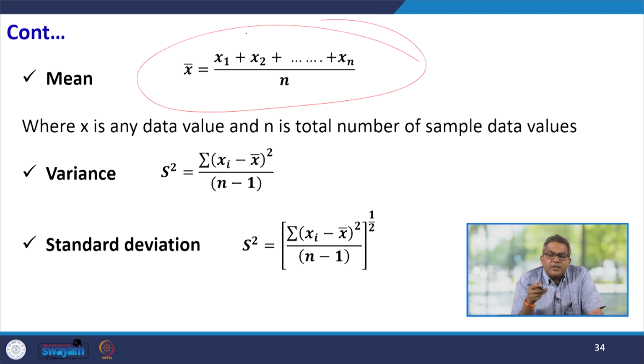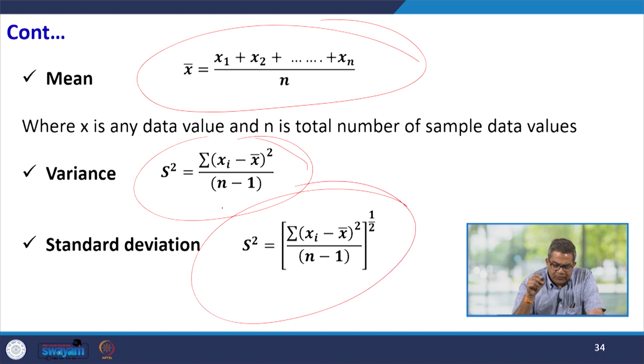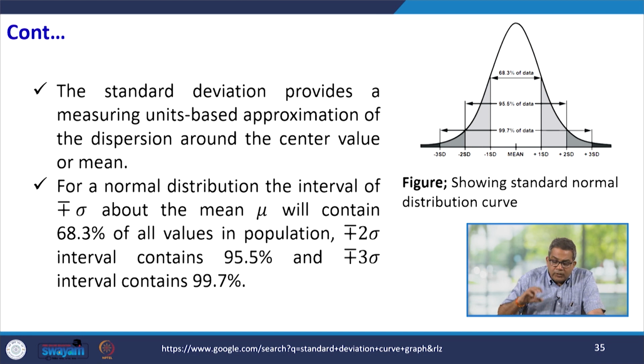Bar x is equal to x1 plus x2 plus x3 and so on up to xn over n, where x is any data value and n is the total number of sample data values. And variance can be given as S2 is summation of xi minus bar x whole square over n minus 1, and standard deviation can be represented as summation xi minus bar x whole to the power 2 over n minus 1 to the power half. Now, the standard deviation provides a measuring unit based approximation of the dispersion around the center value of mean.